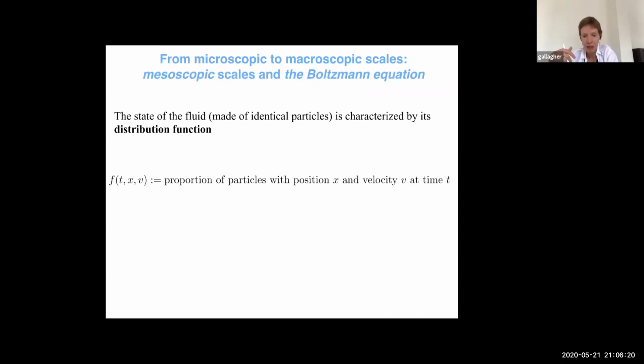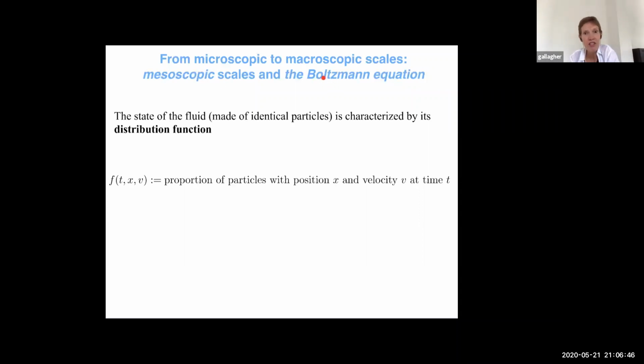Okay, and the idea would be that at the macroscopic level, you should find, in some sense, after some kind of averaging, the Euler equations or Navier-Stokes equations or whatever fluid mechanics equations you'd like, hopefully. And so, as Hilbert actually mentioned in his sixth problem, to go from microscopic to macroscopic scales, one good idea would be to stop at some mesoscopic scale and to use the Boltzmann equation.